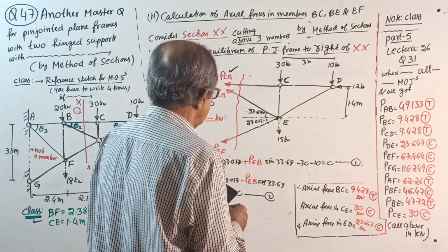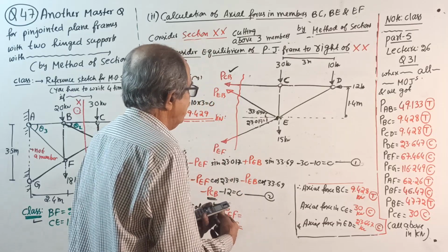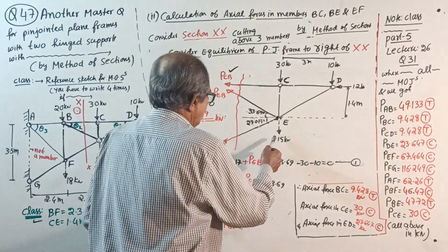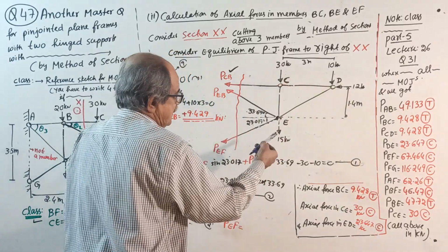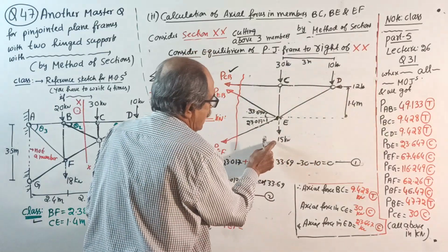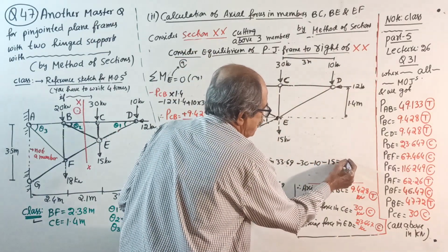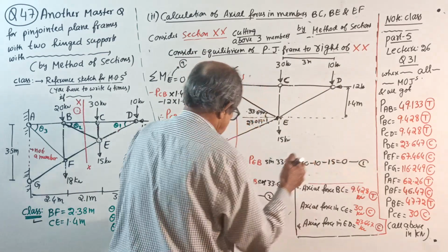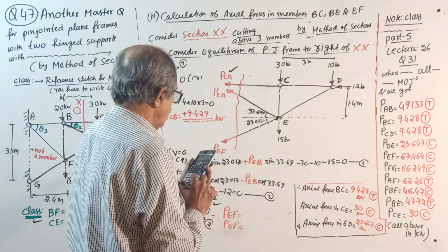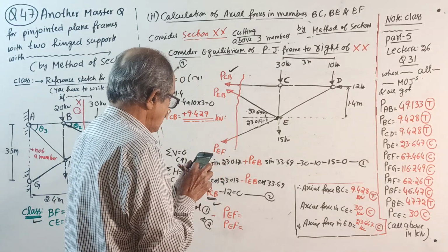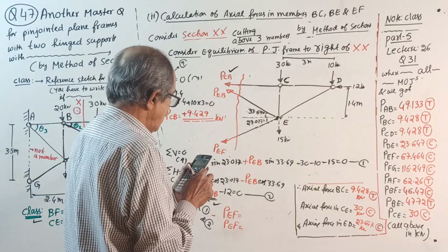Minus 12, minus 30, minus... yes, see here. Everything is okay. Sigma V0: minus 30, minus 10. What about this one? Minus 15 equal to 0, equation 1. So therefore, okay. I do one thing now. Which is wrong? The coefficient is wrong. I'll do the fourth one.